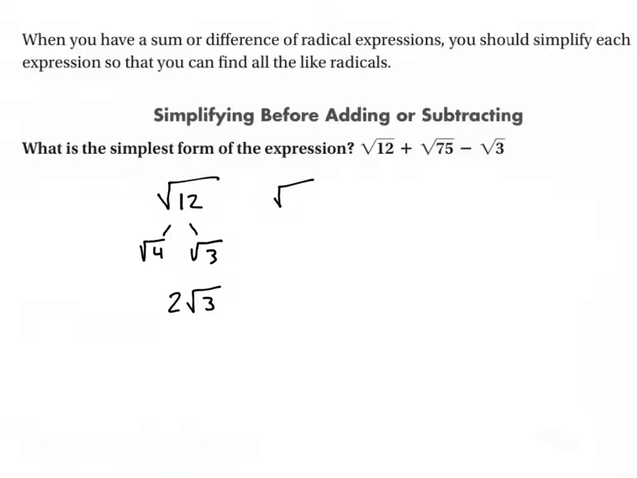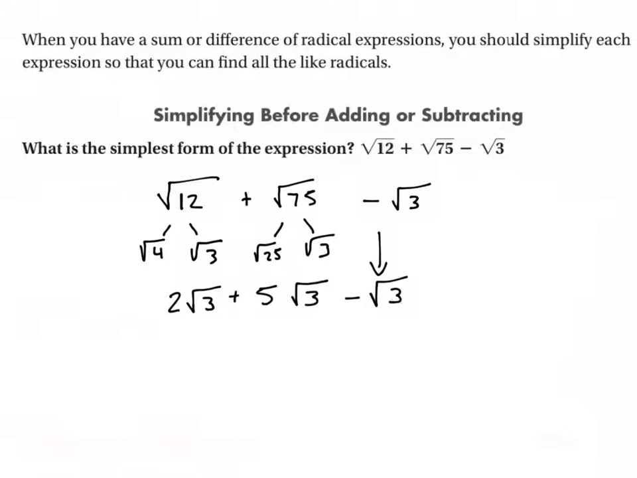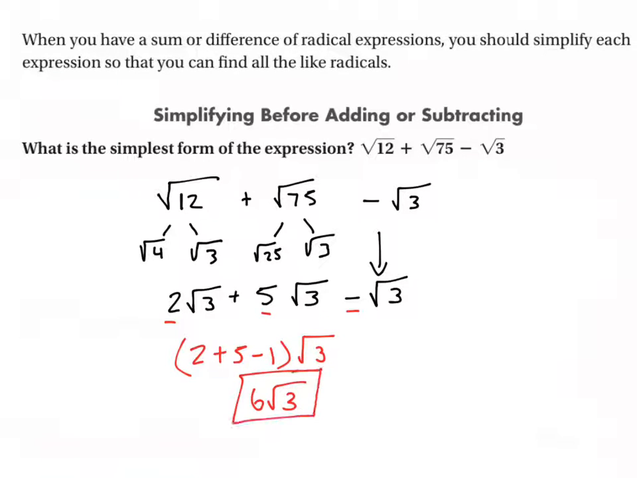Then the square root of 75 can be broken apart into the square root of 25 and the square root of 3. So that becomes 5 square root of 3. We'll bring the addition sign with it. And then we've got minus square root of 3, which just stays the way it is. In this case, all of these values have the same radical. So we're going to take 2 plus 5 minus 1, and then square root of 3. That's 2 plus 5 is 7, minus 1 is 6. So 6 square root of 3 is our simplified form.